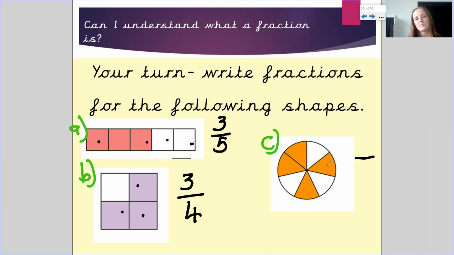This one is broken up into 1, 2, 3, 4, 5, 6, 7. It's broken up into 7 pieces. And out of those 7 pieces, 1, 2, 3, 4 of those 7 pieces are colored in. So my fractions are 3/5, 3/4, and 4/7.